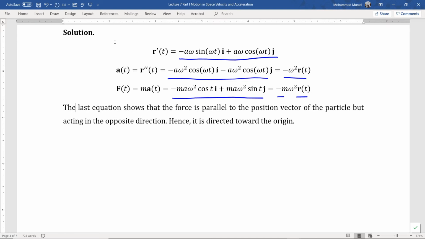The last equation here shows that the force is parallel to the position vector, since it's a constant multiple of the position vector, but acting in the opposite direction to the position vector. Hence, it is directed toward the origin, as shown in the following figure.